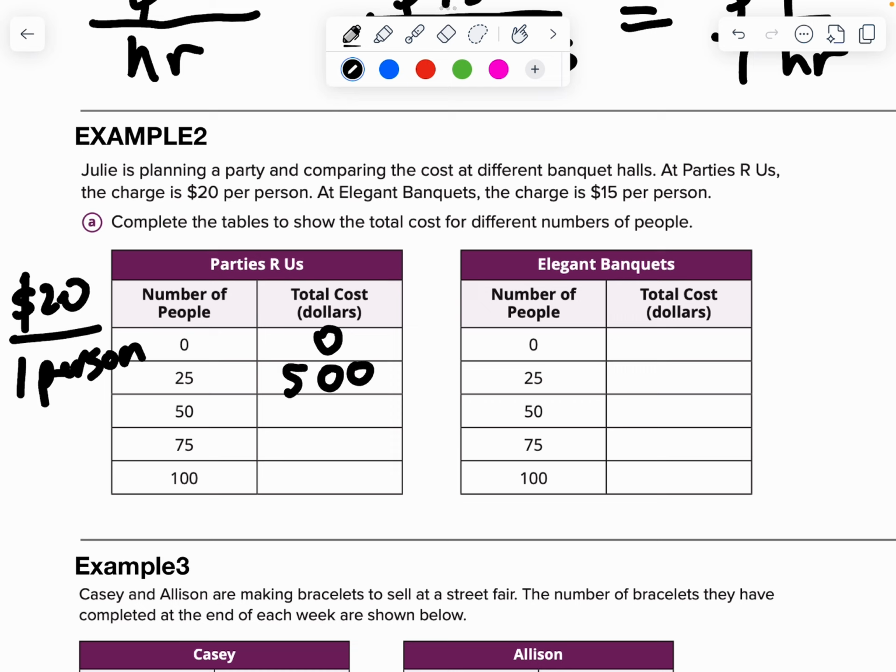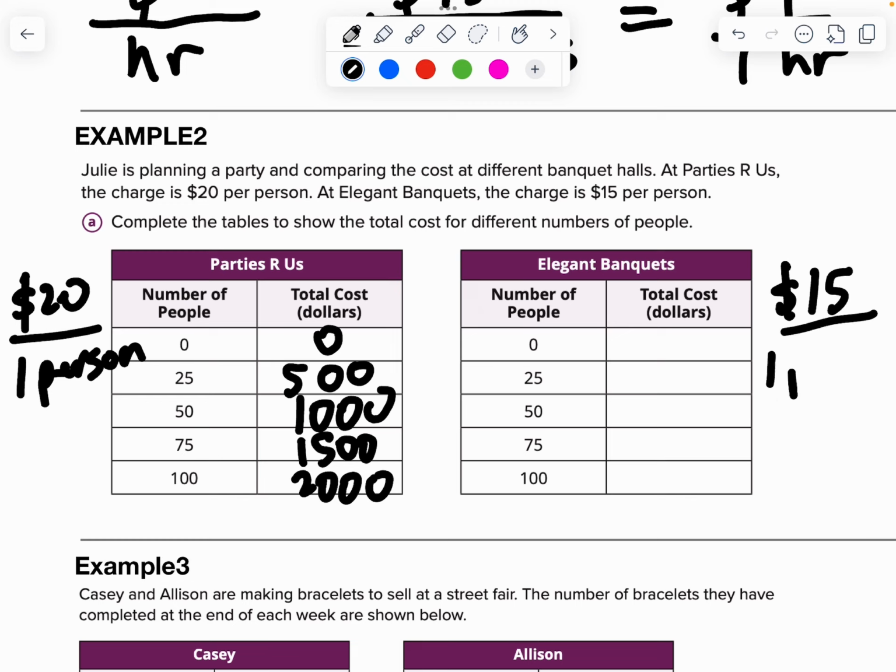So then we have 25 more people, so that'd be $1,000, $1,500, and $2,000. Here at Eloquent Banquets, they're charging $15 per 1 person. Okay? So when it says per person, you're really thinking per 1. Okay, so this would be 0.